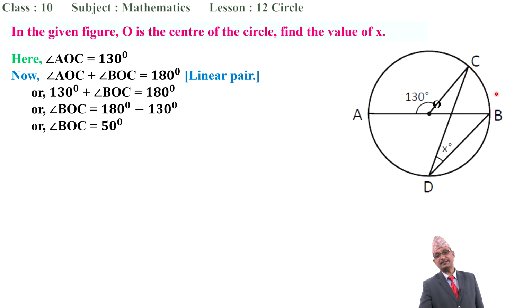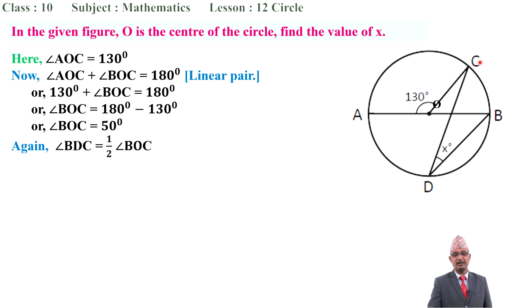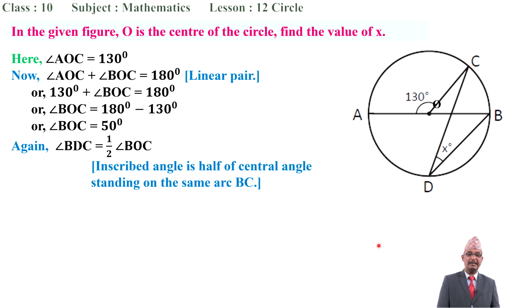Why have we calculated central angle BOC? Because central angle BOC is standing on the arc BC, and this X is an inscribed angle. This also stands on the same arc BC. And we know the relation of central angle and inscribed angle. What relation do we know? Inscribed angle is half of the central angle. That is, angle BDC is half of angle BOC. The reason is, inscribed angle is half of the central angle standing on the same arc BC.